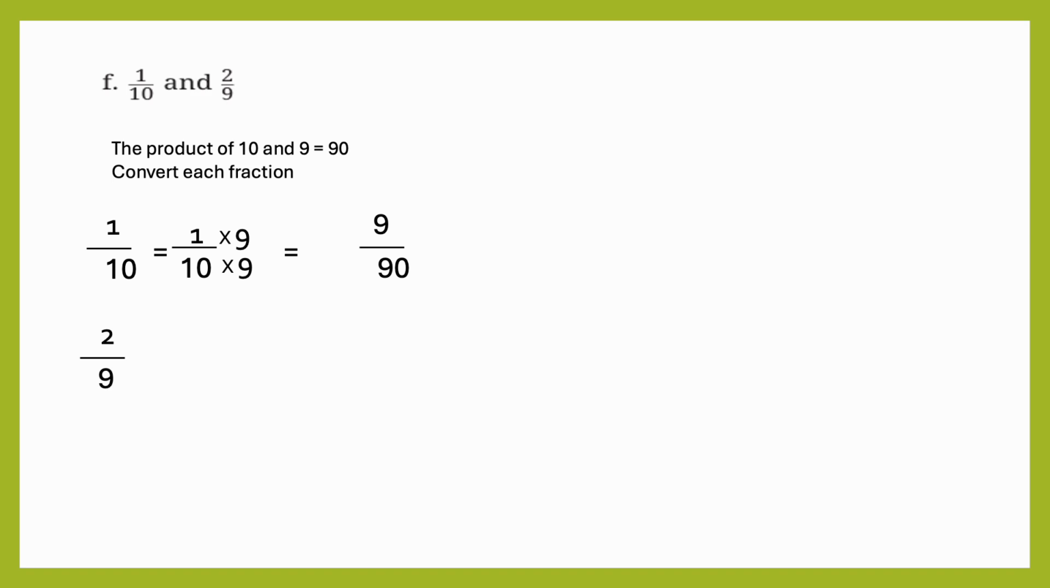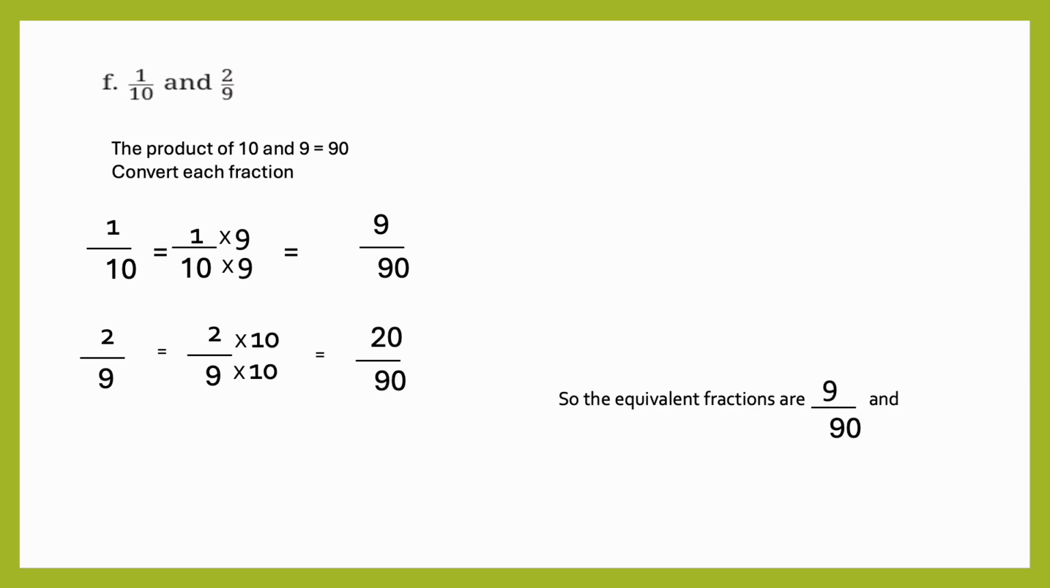Then the next fraction, 2 by 9. We have to convert this fraction such that the denominator is 90. So 9 into 10 is 90. So multiply both numerator and denominator by 10. 2 into 10 is 20. Then 9 into 10 is 90. So the equivalent fractions are 9 by 90 and 20 by 90.